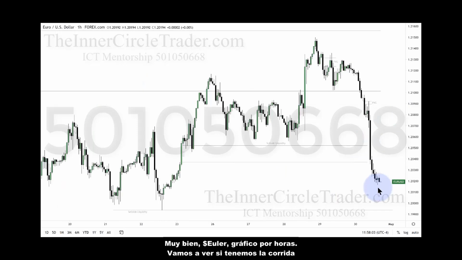All right, euro dollar hourly chart. You can see we had the run up in here. I covered all this in Wednesday's very long video.